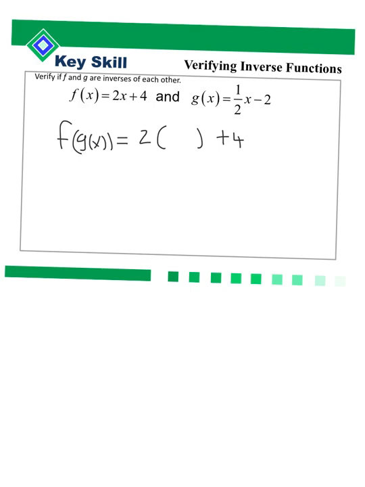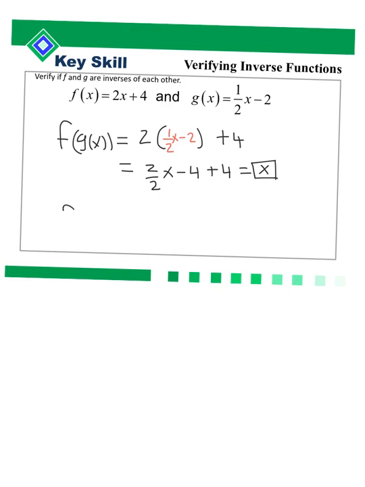So let me use a different color here. Where there is x, I plug in g of x. So this is half x minus 2. Then I just need to simplify that. So this will be 2 over 2x minus 4 plus 4. And this is equal to x.